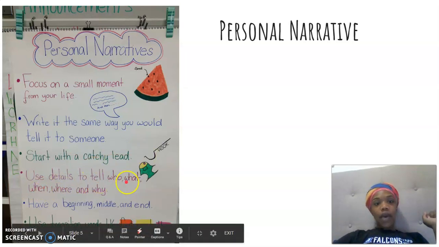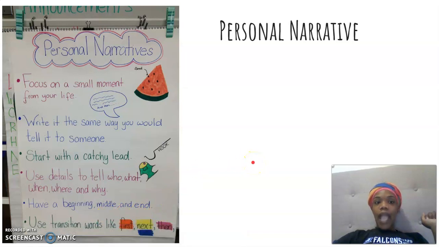Use details to tell who, what, when, where, and why. Have a beginning, middle, and ending. And use transition words like first, next, then, and last.